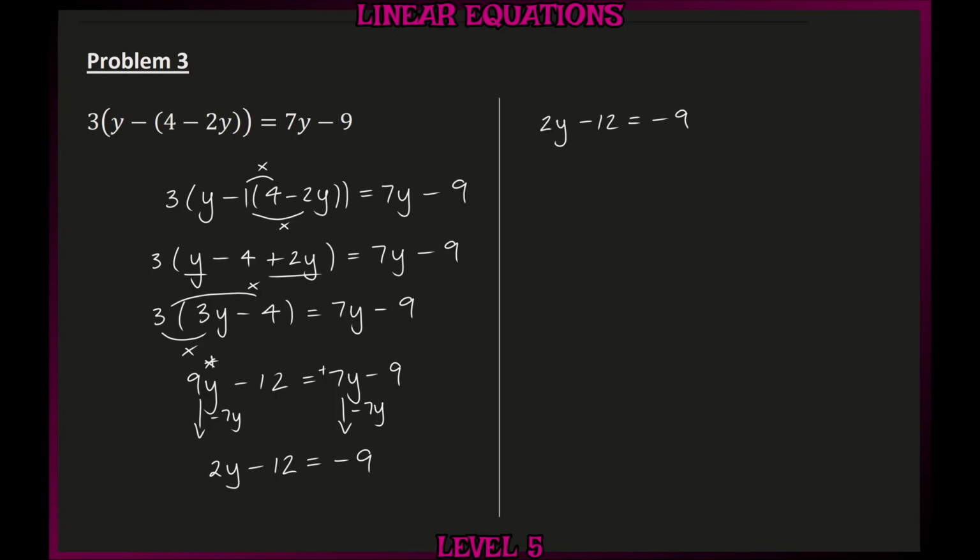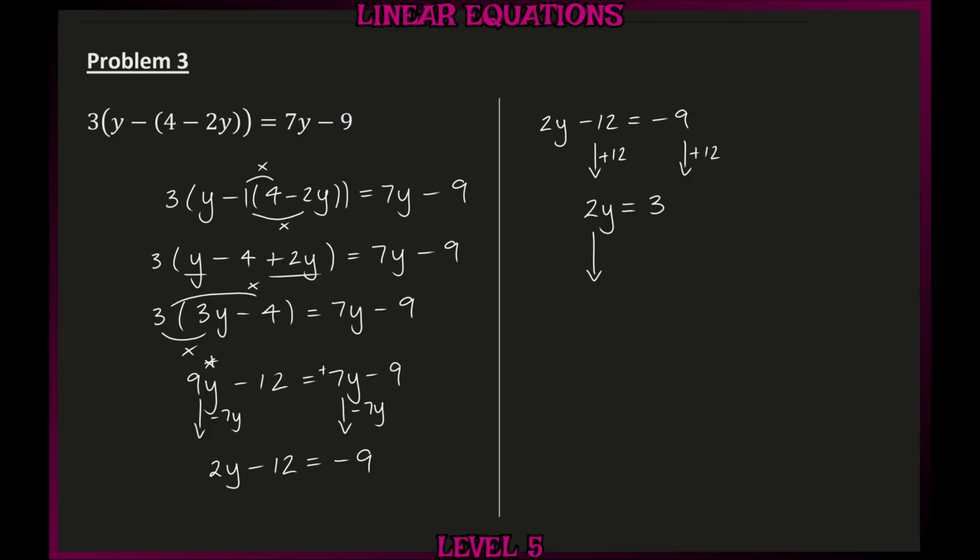We now need to remove the minus 12 on the left, and we do this by adding 12 to the left, because that's the inverse of minus 12, and doing the same on the right. Now on the left, the minus 12 and the plus 12 cancel out to leave us with 2y, and on the right, minus 9 plus 12 gives us positive 3.